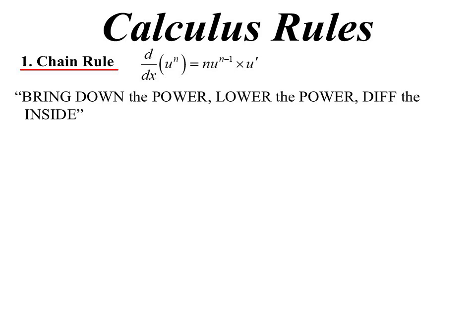No, this is how we do it. We do it like this. Bring down the power, lower the power, diff the inside, or anarchy. The chain rule is anarchy. Because what is anarchy? That's when you bring down the power, okay?